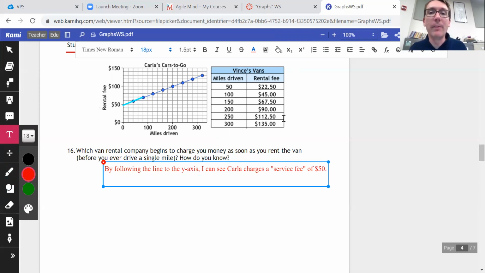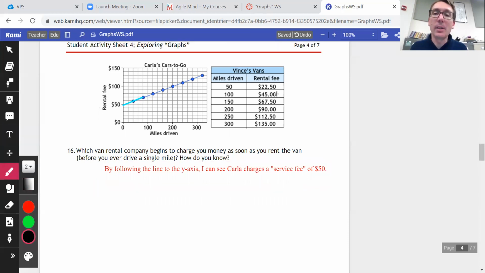And how would I figure it out with Vince's Vans now? Think about that. I'm going to give you a hint. It's going to have to do with subtraction. 5, 4, 3, 2, 1. Pause it if you need more time. All right.